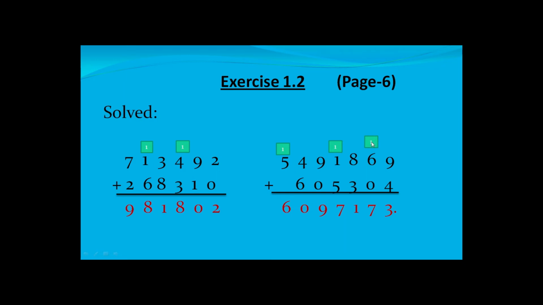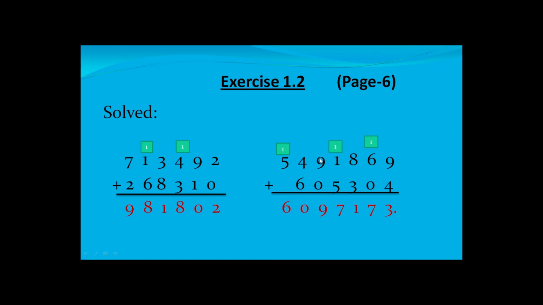1 will move here, and then it is added to the next value. Now 6 plus 1 is 7, 8 plus 3 is 11. In 11 there are 2 digits. Ones place value is 1. You will write 1 over here, and the next one will go to the next value. So 1 plus 1 is 2, 2 plus 5 is 7. Here is just a 1-digit value, that's why we will write 7 over here.